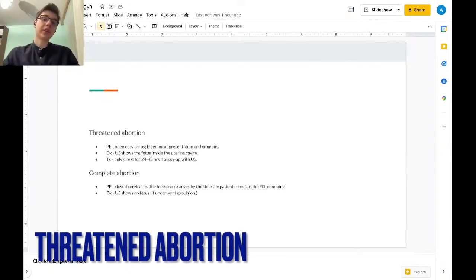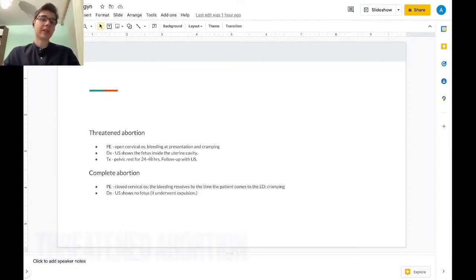There is also a threatened abortion, which also has an open cervical os and bleeding and cramping. For the diagnosis, we will have the fetus inside the uterine cavity on the ultrasound. However, the treatment for threatened abortion is a pelvic rest for 24 to 48 hours. Then we follow it up with ultrasound to see if it either developed into an incomplete abortion or inevitable abortion, or if the threatened abortion actually remitted.